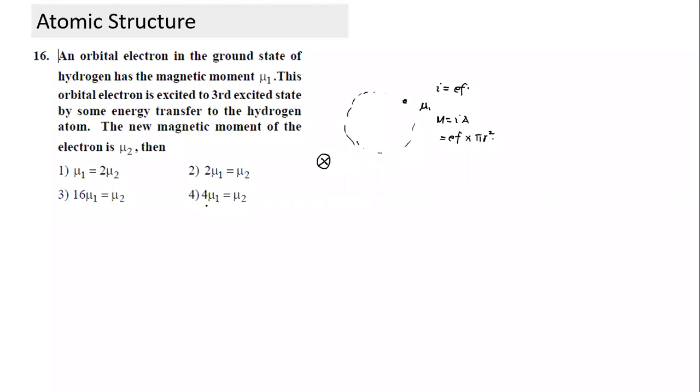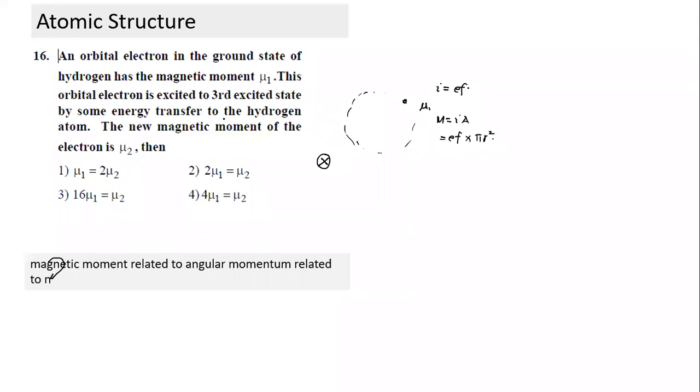The magnetic moment to angular momentum ratio. Perfect. Rather than calculating the magnetic moment, angular momentum and magnetic moment are related. If we recall that point, it becomes extremely easy. So how do we solve this question? Magnetic moment is related to angular momentum, and angular momentum is related to the n value. Hence, I get a relationship between magnetic moment and n value.